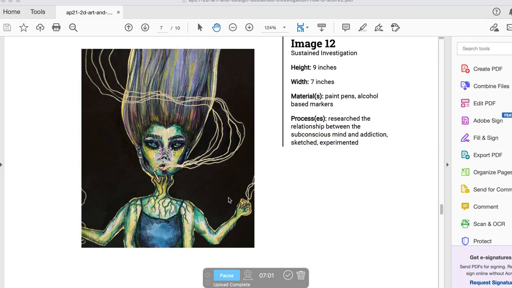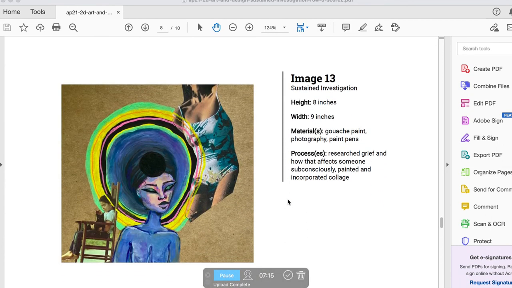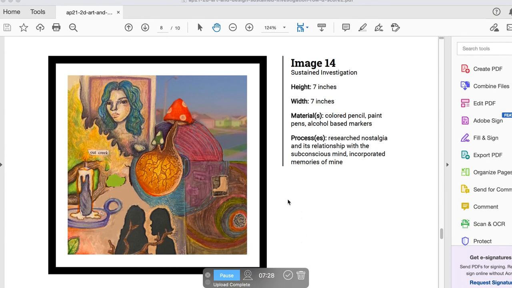Image 12, paint pens, alcohol-based markers. Process, research the relationship between the subconscious mind and addiction, sketched and experimented. Image 13, gouache, paint, photography, paint pens. Research grief and how that affects someone subconsciously, painted and incorporated collage. Image 14, colored pencil, paint pens, alcohol-based markers. Research nostalgia and its relationship with the subconscious mind, incorporated memories of mine.